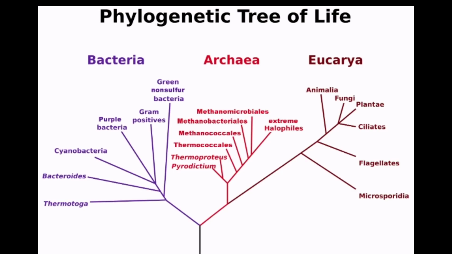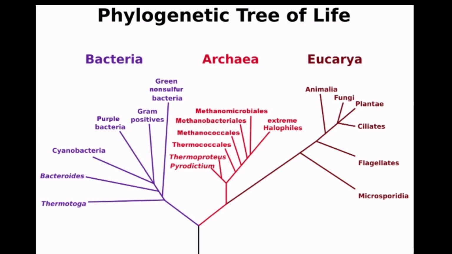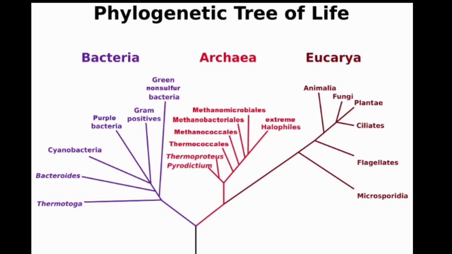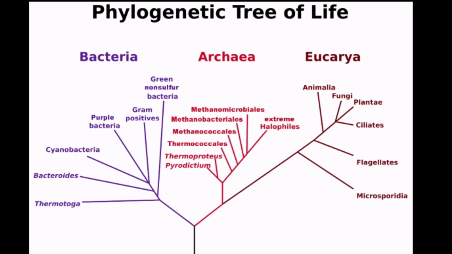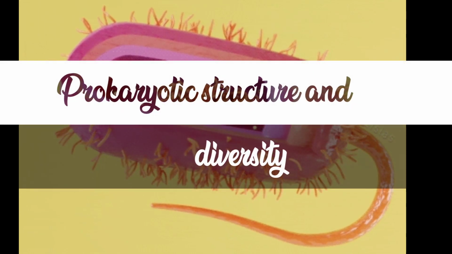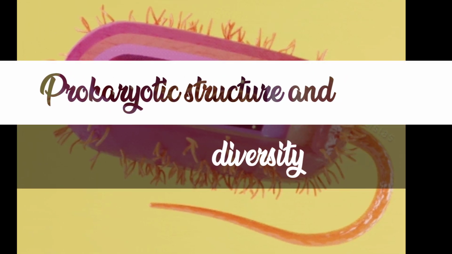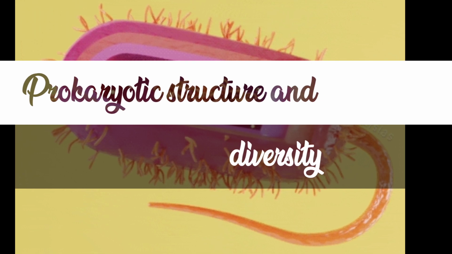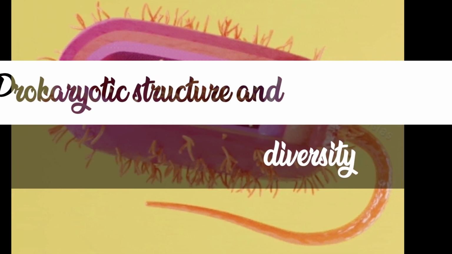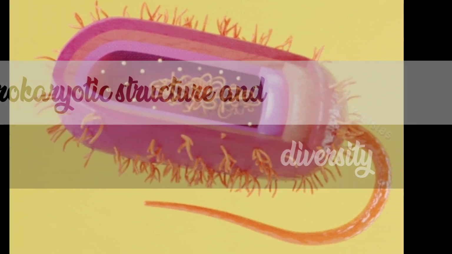Let's look at the figure. Here it is showing the three domains of life, that is bacteria, archaea and eukaryotes, which led to the establishment of present cell diversity. Moving ahead to prokaryotic structure and diversity. The first organisms, which did not have a well-defined nucleus, called prokaryotes, were probably anaerobic and heterotrophic.